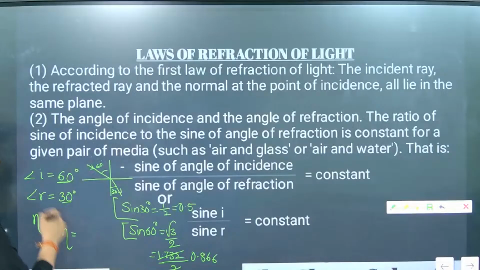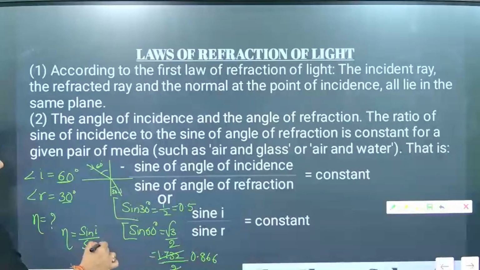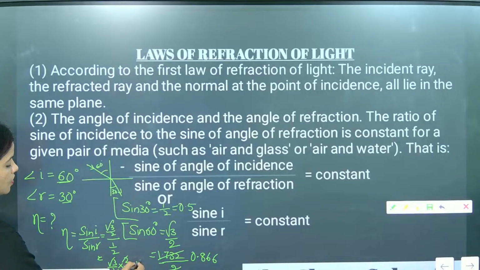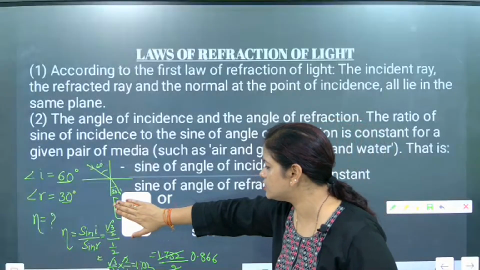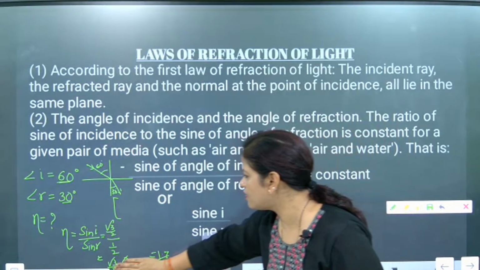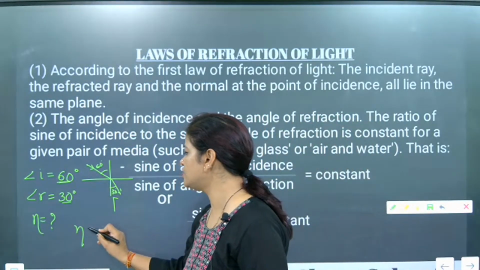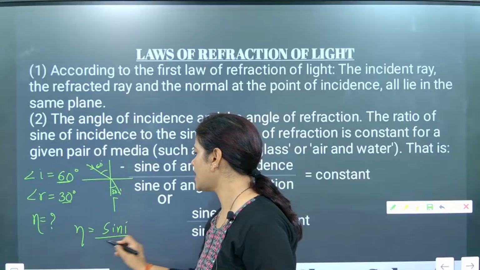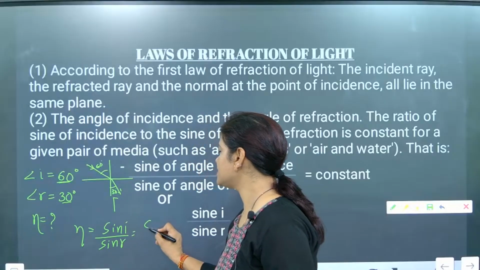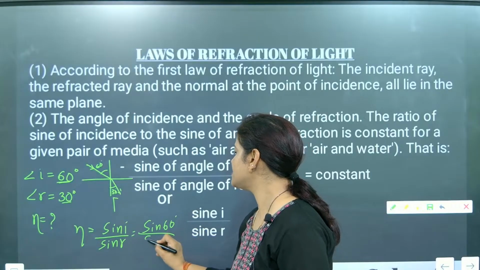Now here we will write n, the refractive index, is equal to sine i by sine r. Now beta, here i is sine 60 degree. Sine 60 degree value is root 3 by 2 and here it is 1 by 2. So directly it will become sine 60, root 3 by 2 into 2 by 1. Answer is coming as 1 written. But we actually don't need it because we have written the value. So here I'm just solving the question here itself. Refractive index is equal to sine i by sine r, so here it is sine i 60 degree by sine r 30 degree.